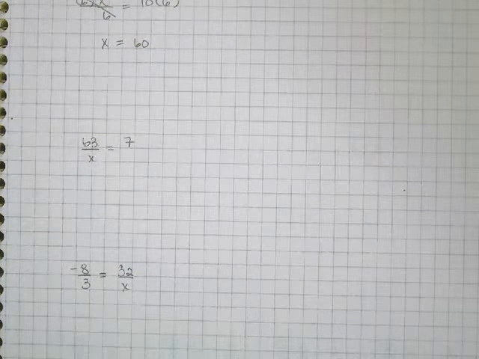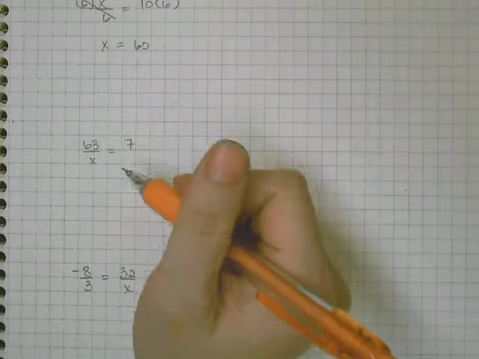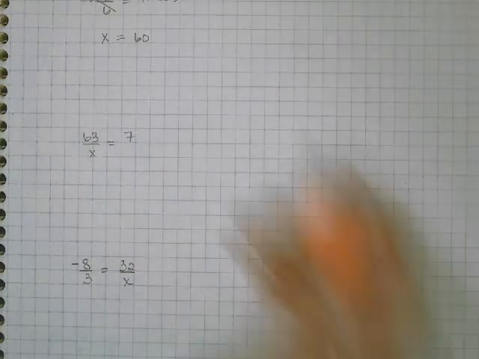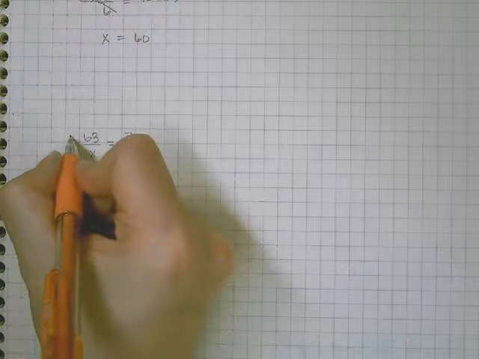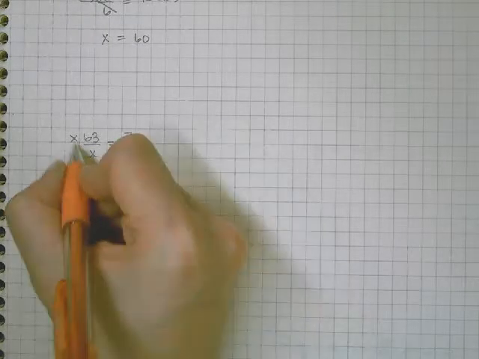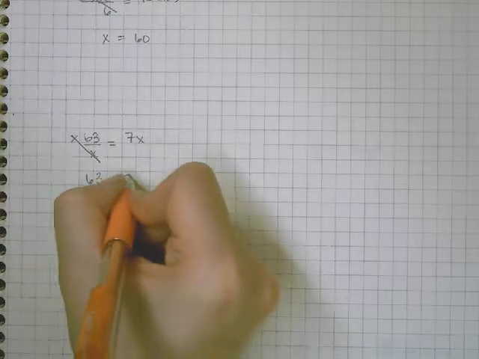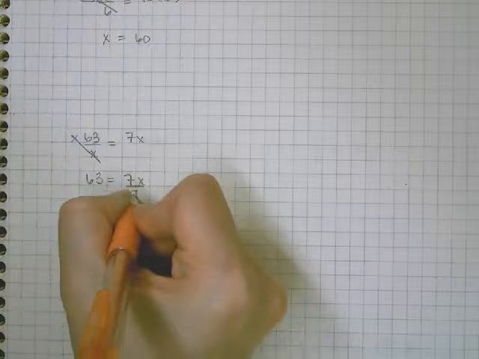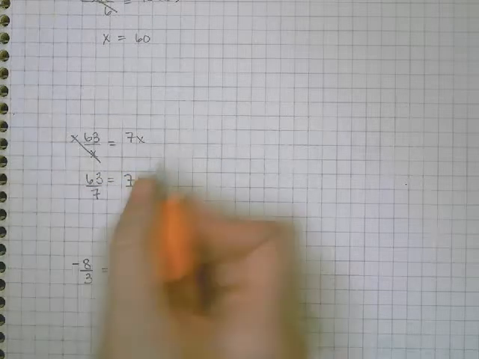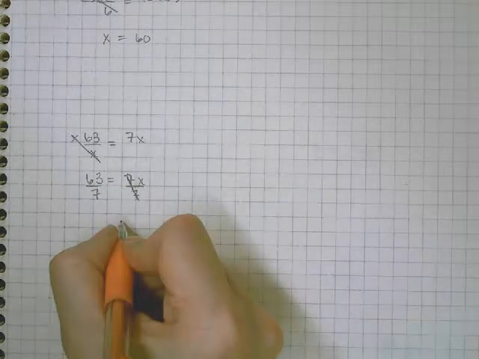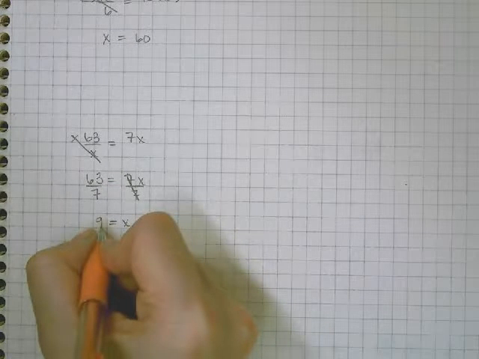In a similar problem, we have 63 over x equals 7. Now, if I multiply both sides by x, those two divide out. I have 63 equals 7x. Then I divide by 7. So what I'm left with here is x equals 9.